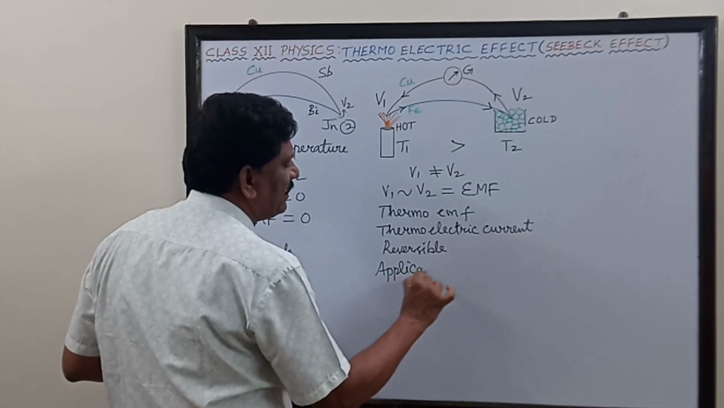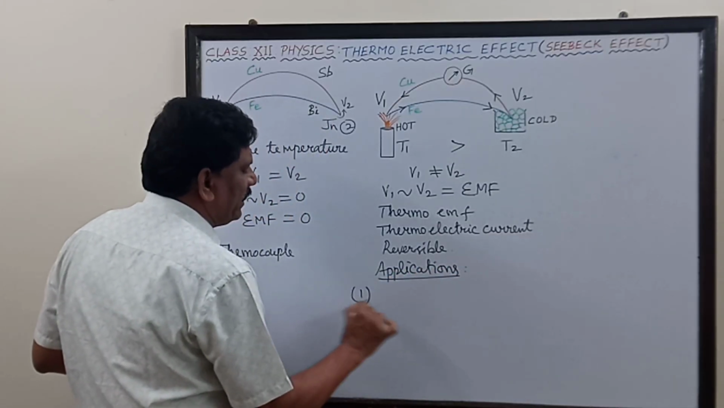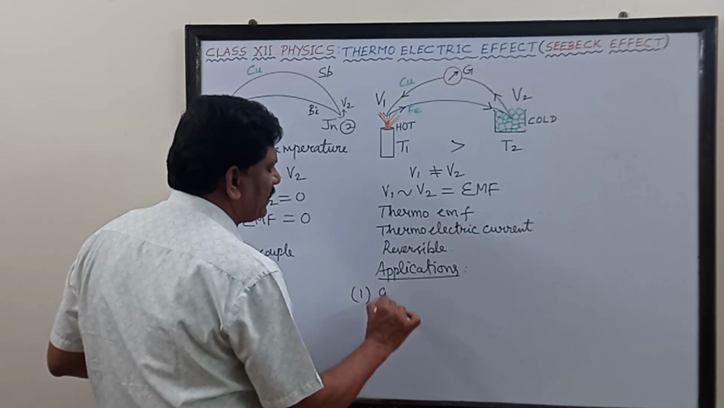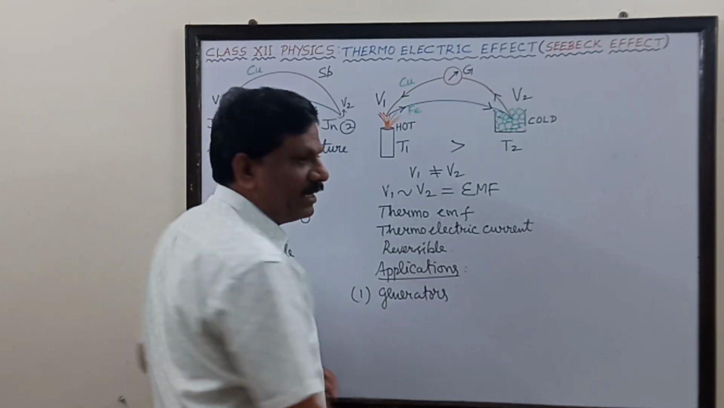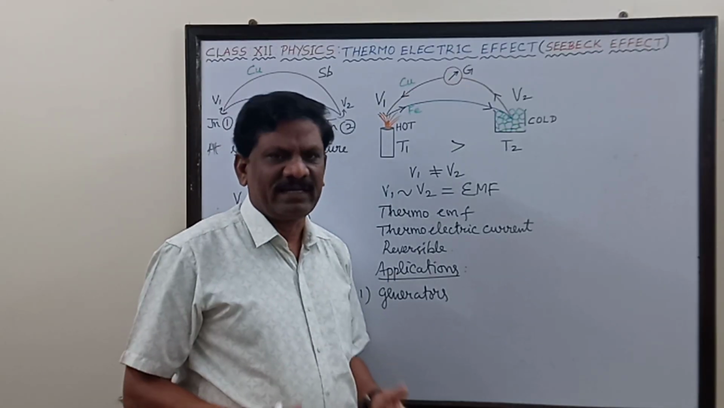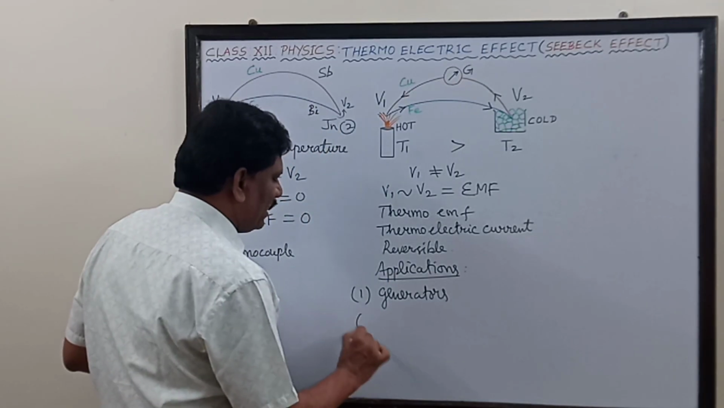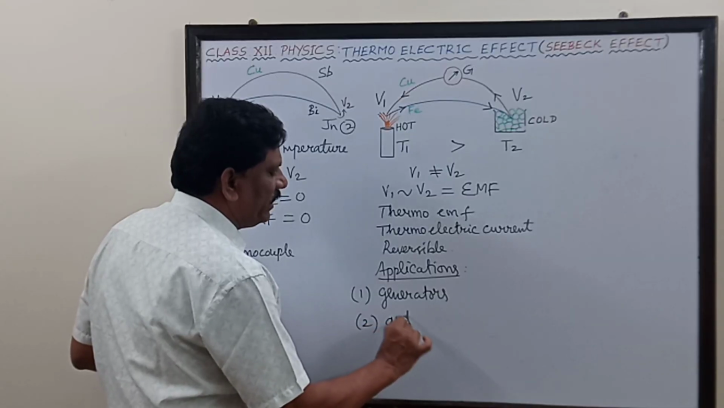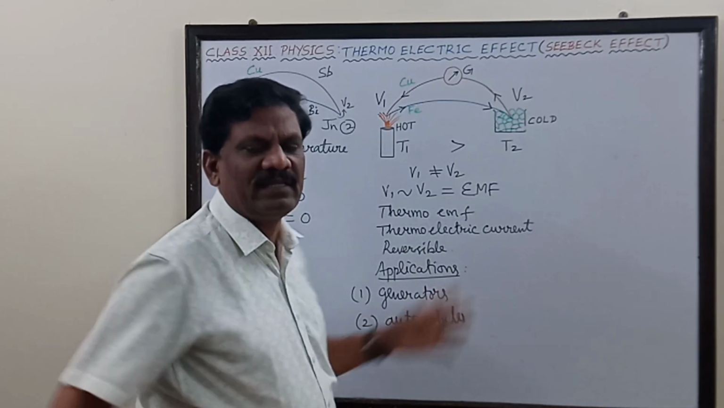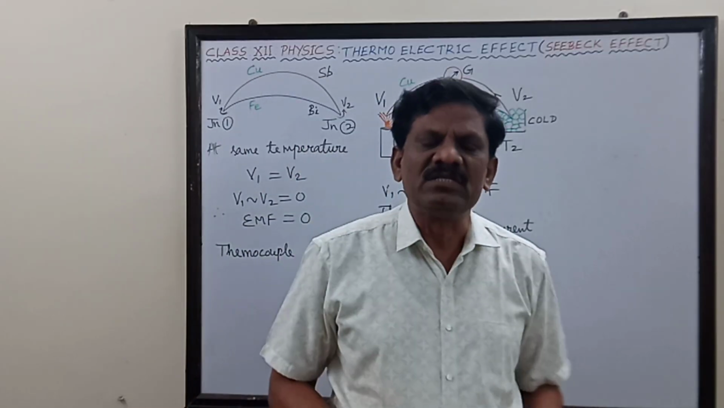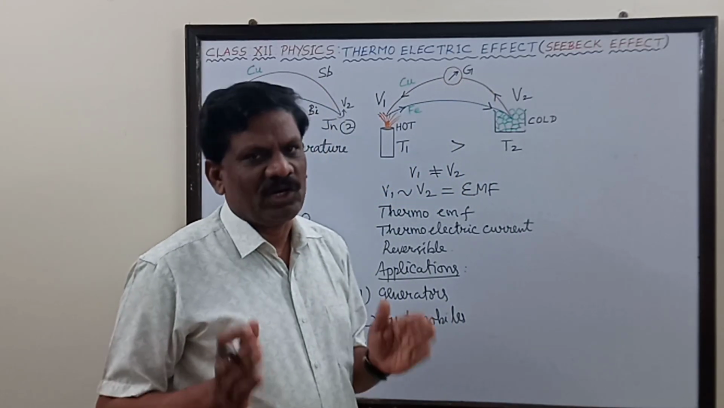Applications of this Seebeck effect. It is used in thermoelectric generators, to convert waste heat into electricity in thermal power plants. And it is also used in automobiles. In automobiles, what is the purpose of using this thermocouple? It is used to increase the fuel efficiency of the automobiles.